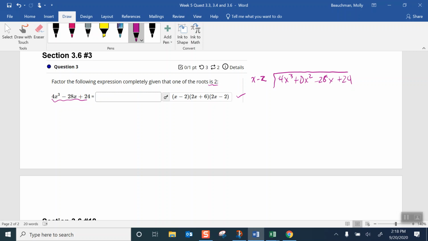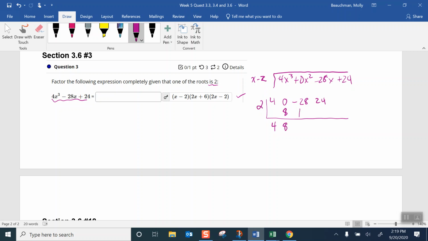You can do long division from here, or you can do synthetic division. It doesn't matter. So for synthetic division, if the root is 2, x minus 2 is the factor, use the root on the outside, 2. And we're dividing, use the numerical coefficients, 4, 0, negative 28, positive 24. Bring down the 4. 4 times 2 is 8. And then we're adding in synthetic division because we changed the sign here. 0 plus 8 is 8.